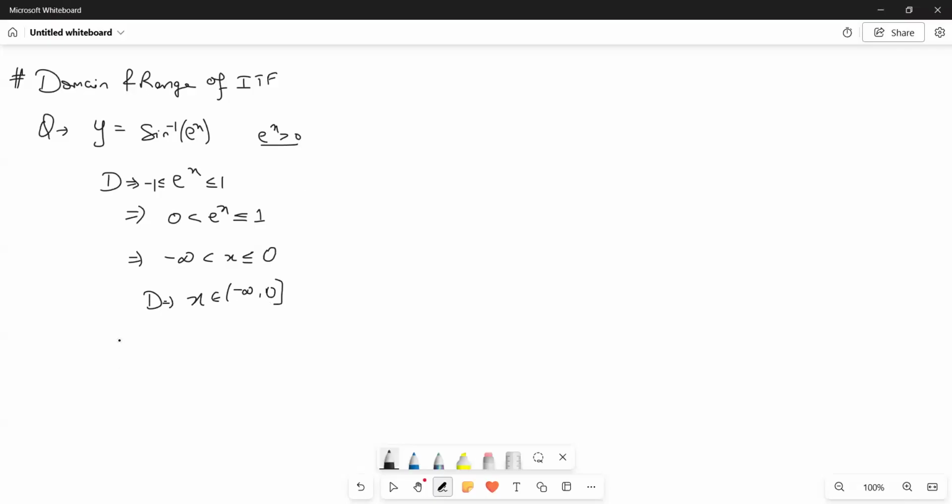And then what about the range? For the range, we apply the range restriction of e power x for this function, which would be 0 to 1. So we'll have sine inverse of a number lying between 0 to 1. Sine inverse 0 is 0 and sine inverse 1 would be pi by 2. So the range would be 0 to pi by 2. Does everyone follow this?